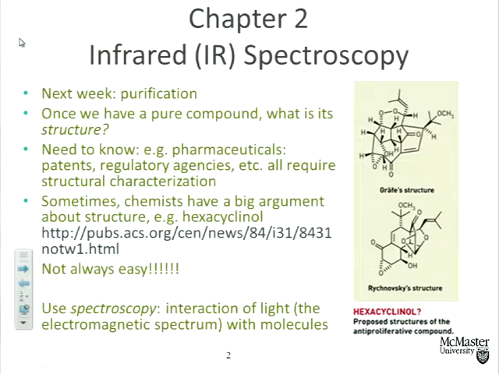So once we have a pure compound, we need to know what its structure is. An example is pharmaceuticals, where if you want to patent a pharmaceutical, you have to prove the structure. You can patent the structure, but you can't patent an unknown compound that's got carbon and hydrogen and nitrogen in it, right? The patent office doesn't like that sort of thing, because everybody would be patenting their mystery compound that has carbon, hydrogen, nitrogen, and oxygen in it.